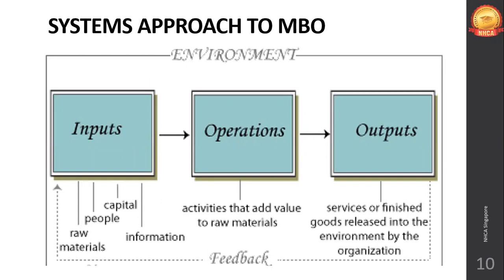Systems approach to MBO. Not only for MBO, but whenever you hear the term systems approach, this chart should come into your mind: input, operations, and output. Remember that. Here, some of you can give me examples. When it comes to a hospital, inputs are raw materials, people, capital, information. Can anyone give some examples of inputs? From your perspective, what do you think input in a healthcare environment is?